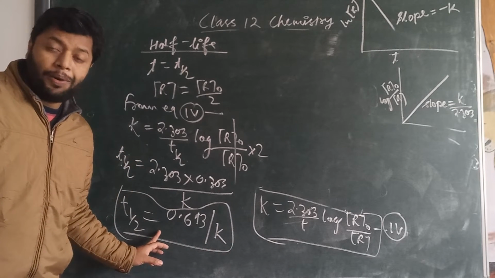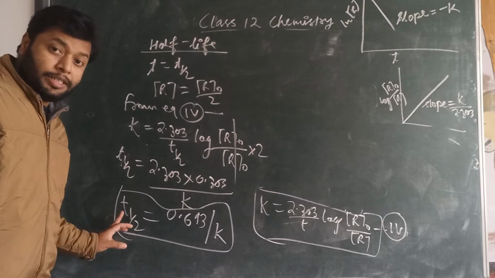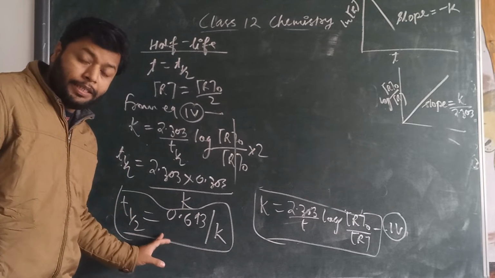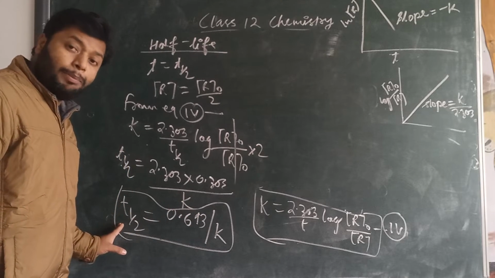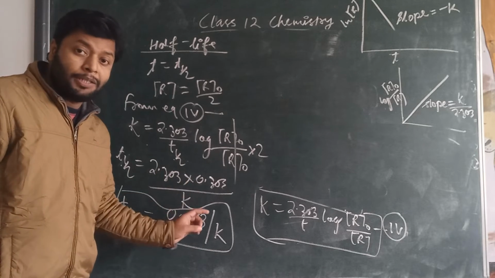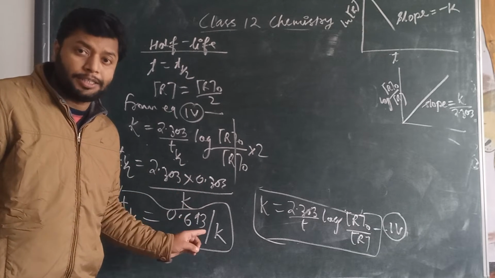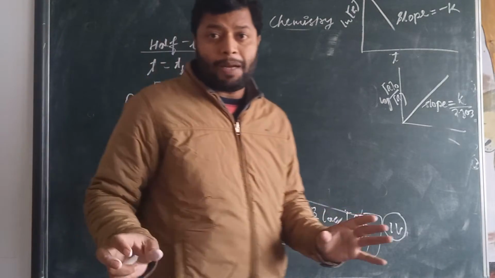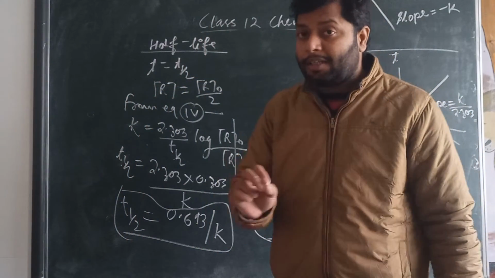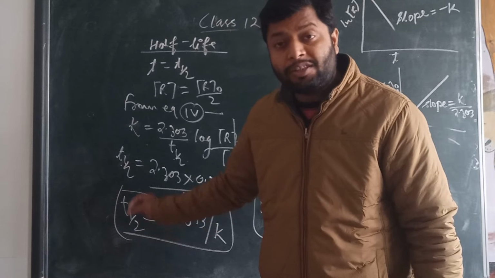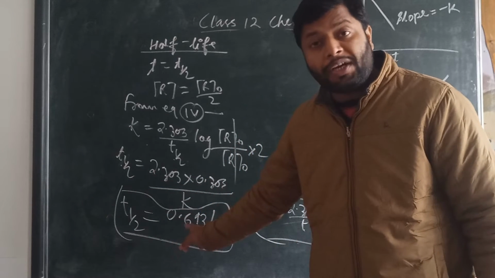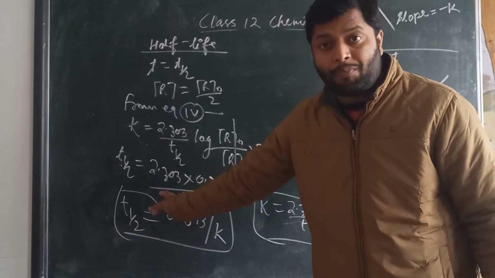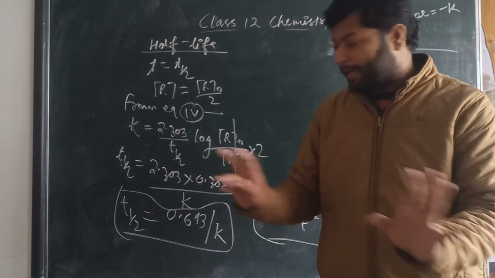This is the formula for the half-life of a first order reaction: T half equals 0.693 upon K. This formula indicates that the half-life of a first order reaction does not depend upon the concentration of reactants. It is independent of the concentration of reactants. It depends only on the rate constant value. With the help of the rate constant value, you can calculate the half-life for any first order reaction. Okay, it will complete now.